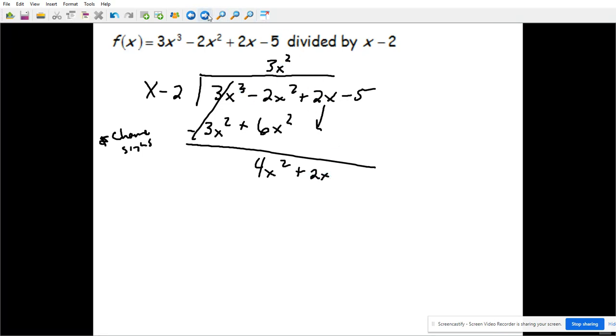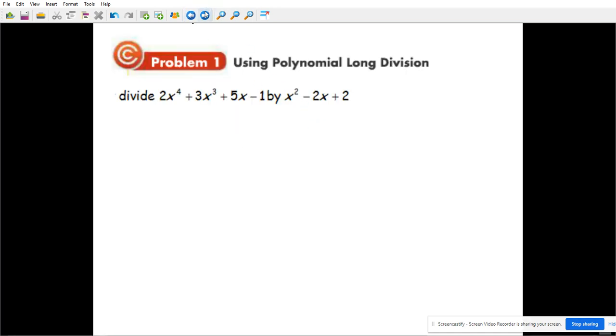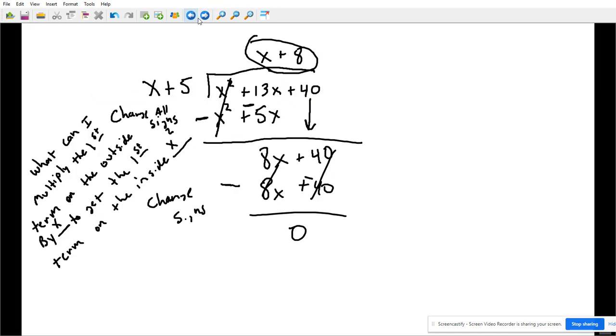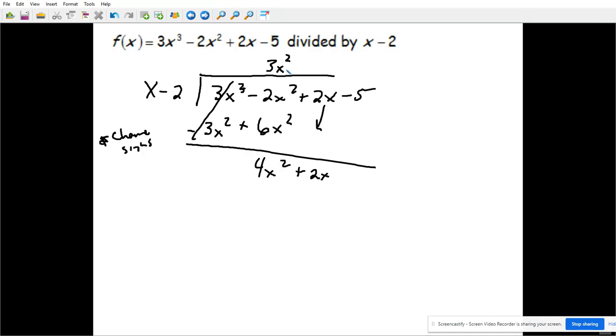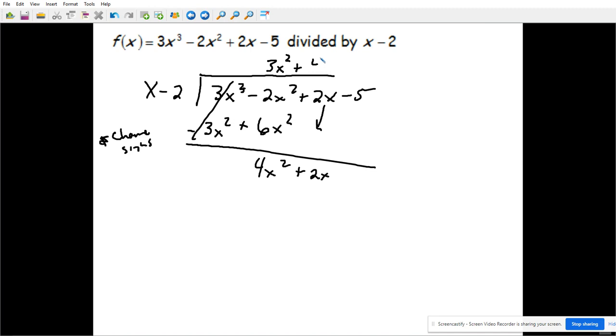So now I go back to this. This will never change once you start the problem. What number can I multiply by the first term on the outside, which is x, to equal the term on the inside? This now changes. It's no longer 3x cubed. It's 4x squared. So what can I multiply by x to equal 4x squared? And that answer would be 4x. So I put a 4x here.